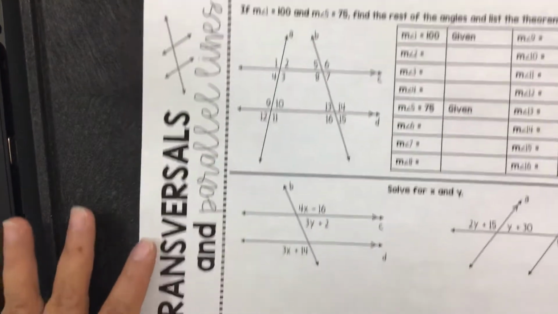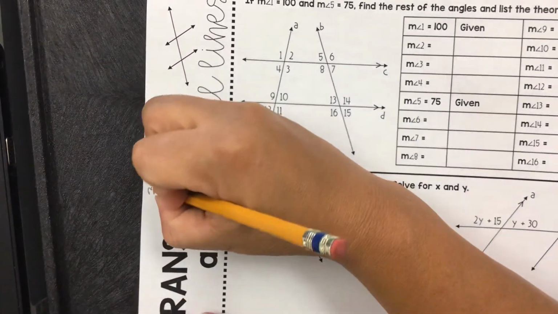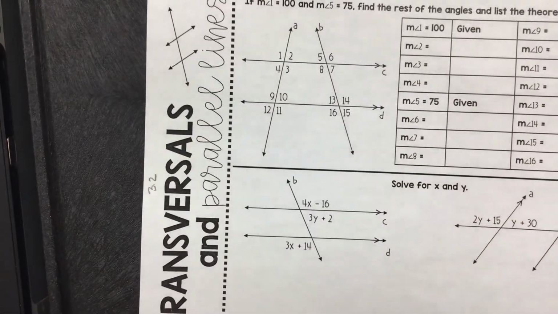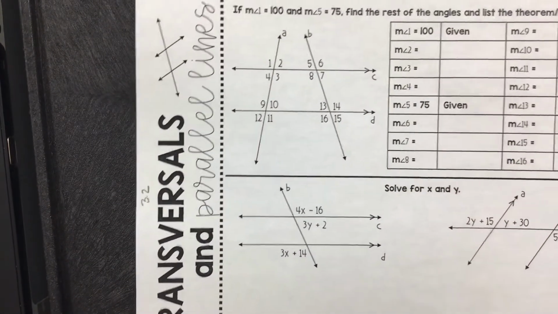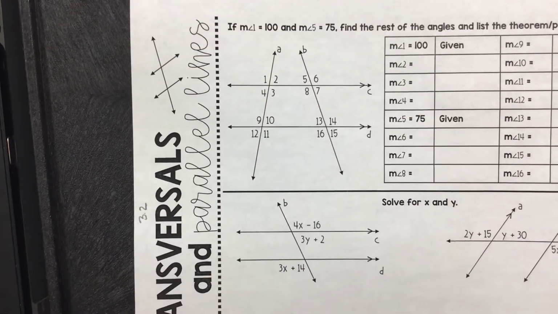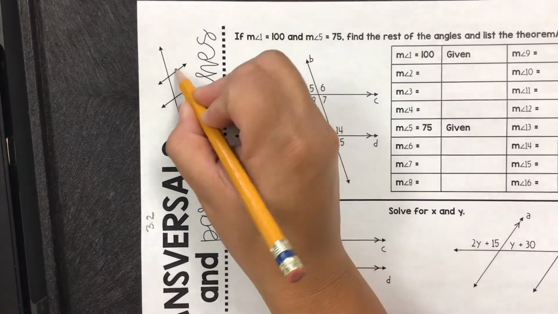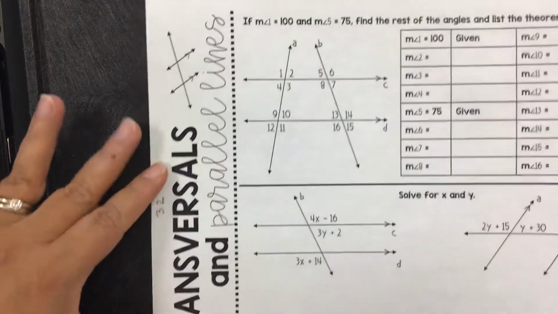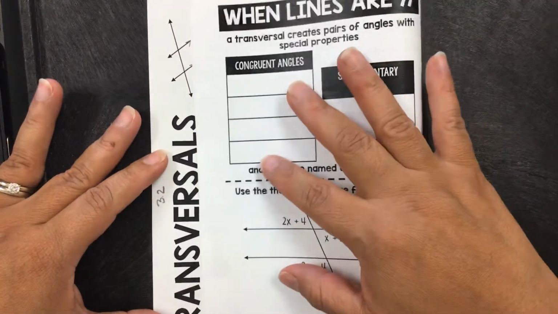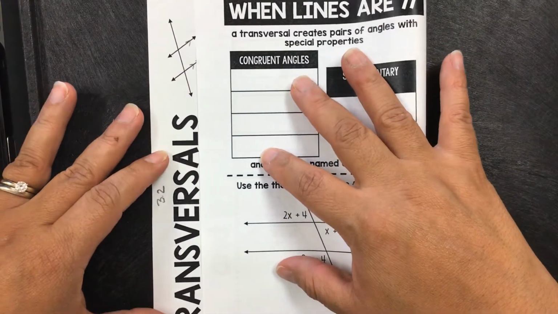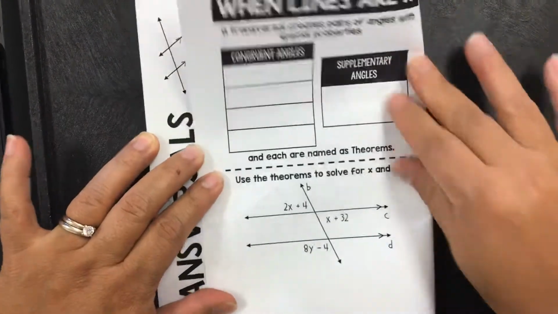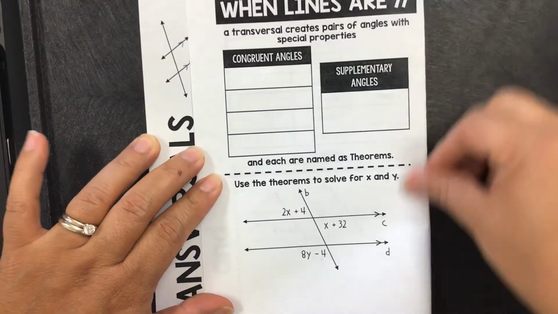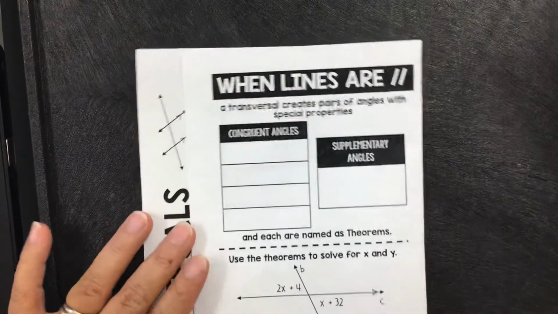This is notes for section 3.2, transversals and parallel lines. The difference between last section and this section is that the lines have to be parallel for these statements to be true. You're going to take this paper and fold it all the way up to the word transversal. And we're going to start here.